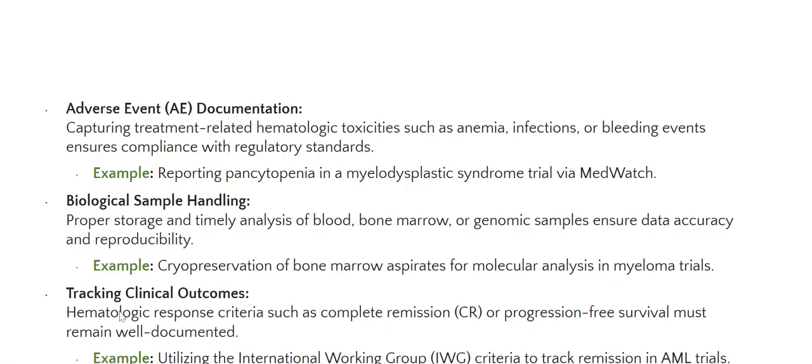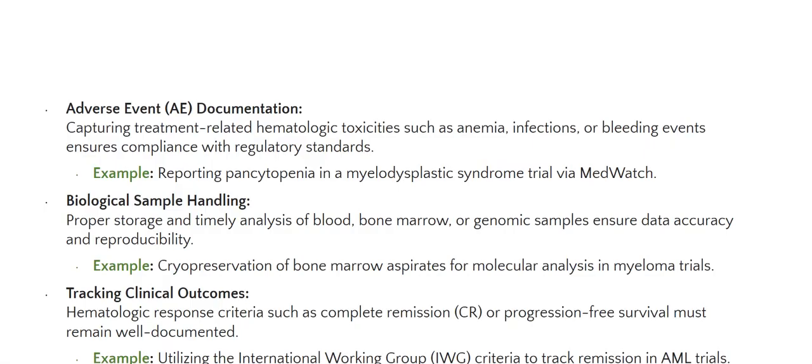Tracking clinical outcomes, another core monitoring area. Hematologic response criteria such as complete remission (CR) or progression-free survival must remain well documented. For example, utilizing the International Working Group (IWG) criteria to track remission in AML, acute leukemia trials. The key takeaway: monitoring in hematology trials emphasizes rigorous adherence to safety and protocol specifications to minimize risks and ensure participant protection.